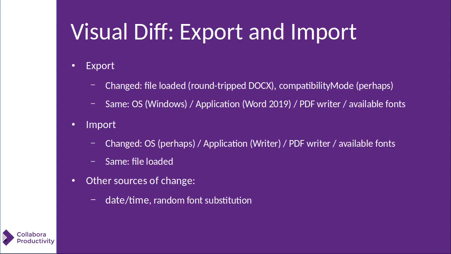When we look at the import comparison, everything is basically switched around. So what's staying the same this time is the file. We're comparing the same file, but everything else is changing. So perhaps the operating system is changing to Linux, which is the case when we're running Collabora Online in Docker. The application's changed, using Writer and Writer's PDF capabilities, and then the fonts that are available will depend on your situation as well. There's a lot of different aspects coming into play here that could create red differences. And other sources of change that we can get, if there's any datetime fields or any kind of randomness, the different environments might select different fonts, and that will very much change the outcome of the layout of the document.